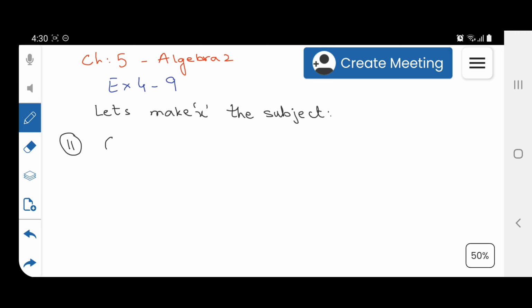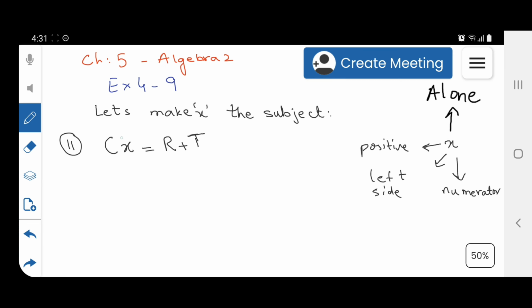In question number 11, they are saying cx equals r plus t. Now in this equation, you can see we have 4 variables: c, small x, r and t. So our task is to make x the subject. Now we have cx. What is the operation being used between c and x? What is the relation between c and x? The relation is basically multiplication.